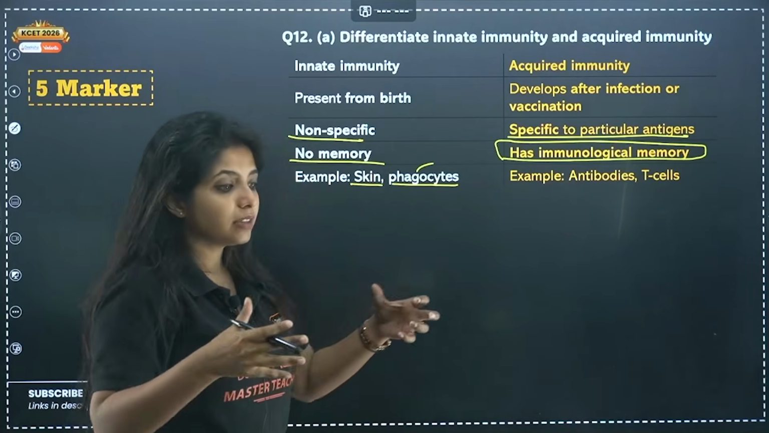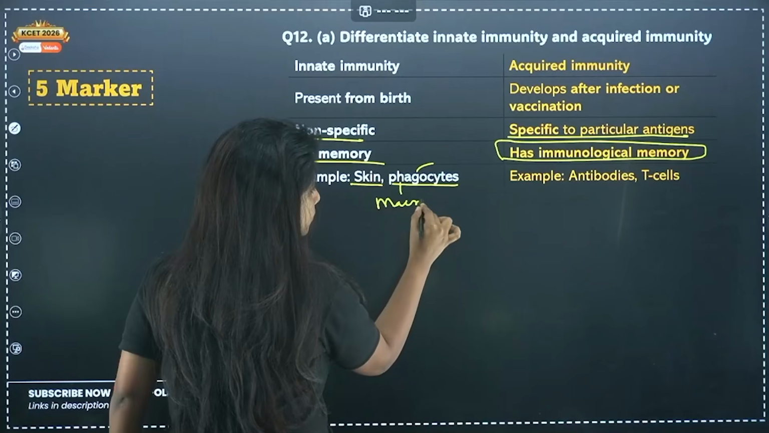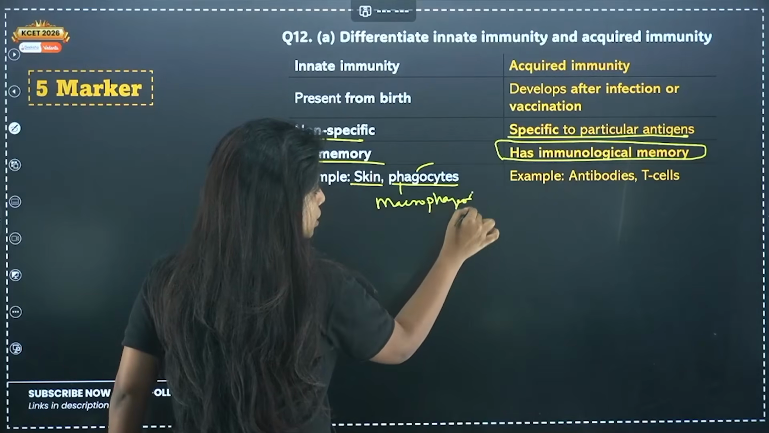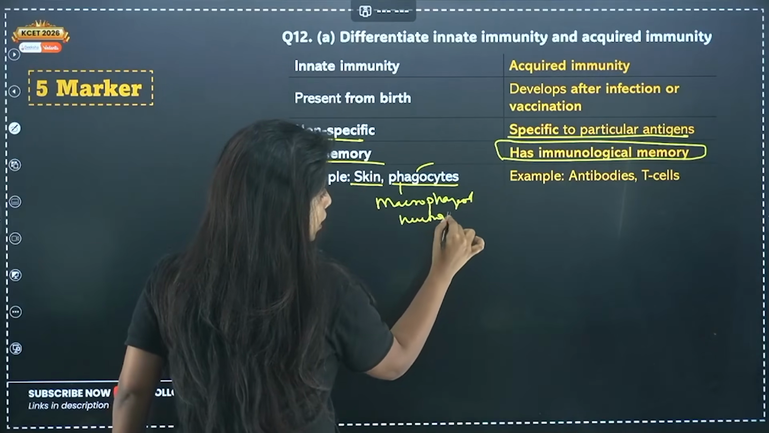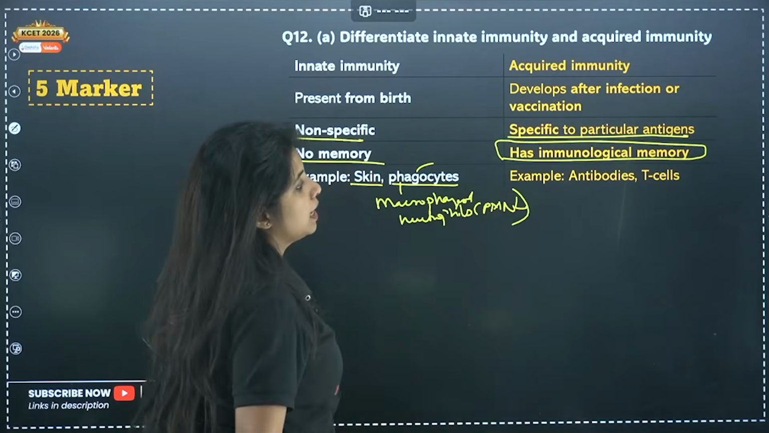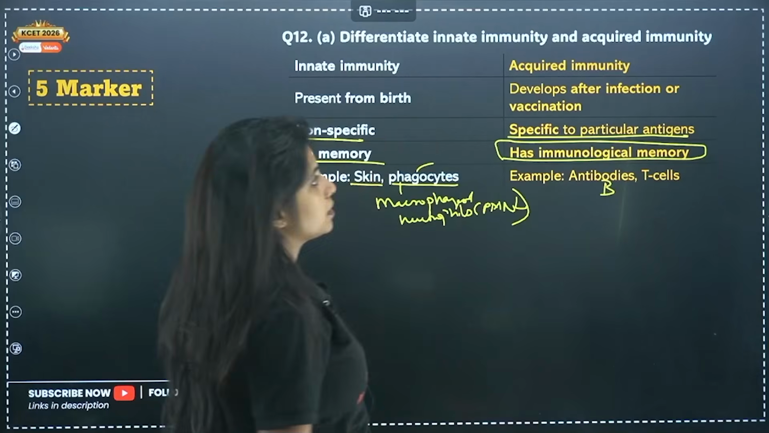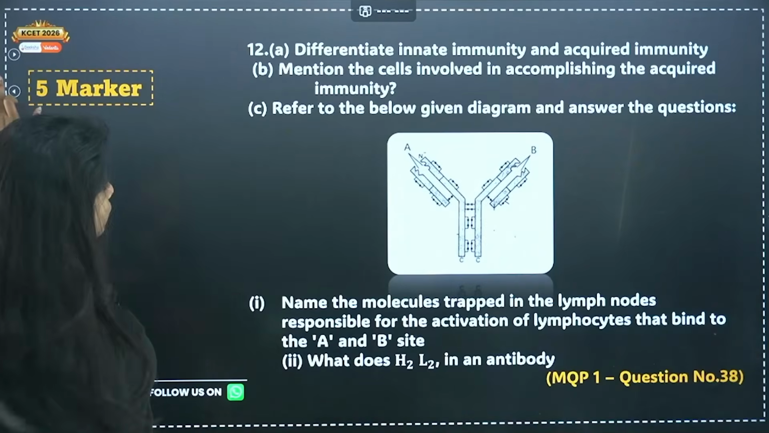Phagocytes, as in something that will be taking in a cell and killing it. For example, you have macrophages and neutrophils, which are also known as PMNL, polymorphonuclear leucocytes. Example, antibodies, T cells, or basically an example, B cells and T cells. Okay? Now you have one more question.